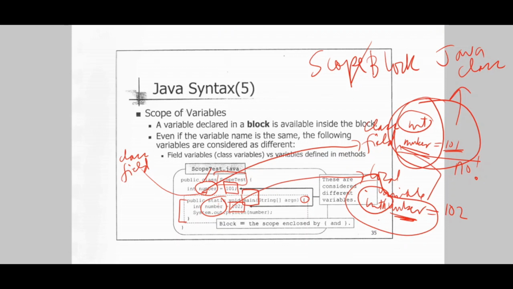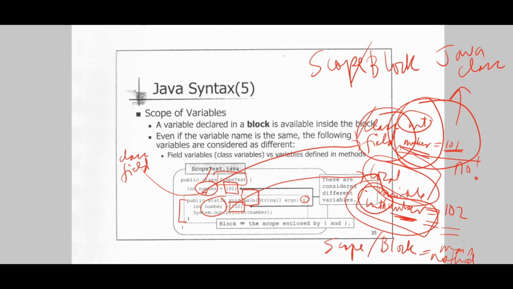And this is not just any ordinary variable, this is a class field because it is declared outside any method but inside the Java class. So this is a class field. While the second number with integer type and with an initial value of 102, this is a local variable because the scope of this one or the block where it is declared is inside the main method. So they don't have any conflict.